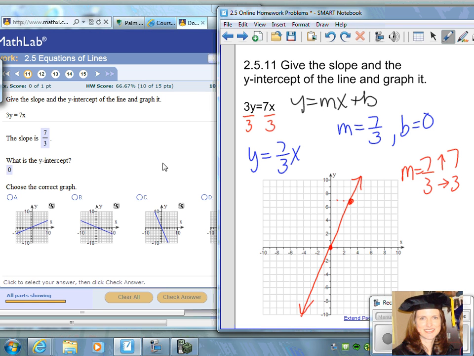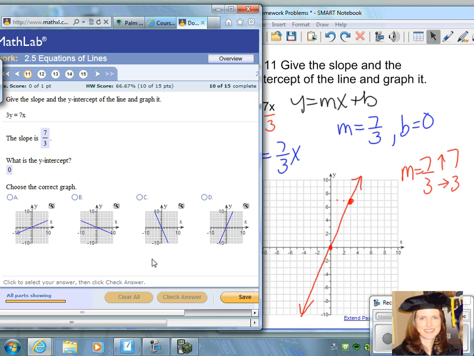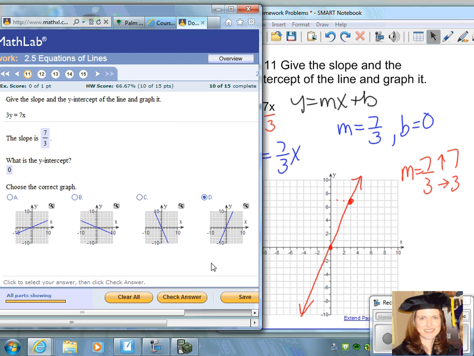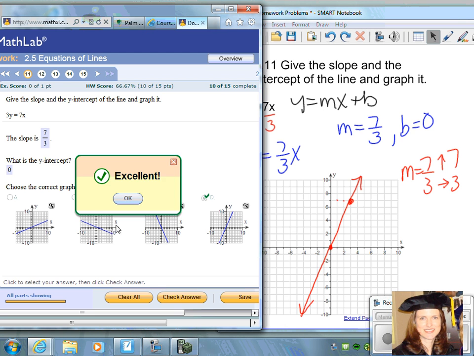Out of all the choices given, this one looks most like choice D for me, and goes through 0, 0. Looks like you go up 1, 2, 3, 4, 5, 6, 7 over 3. Okay, so we're going to select D, check the answer.